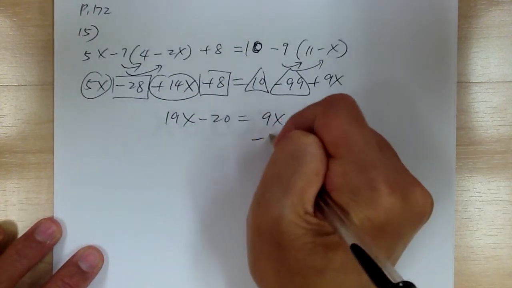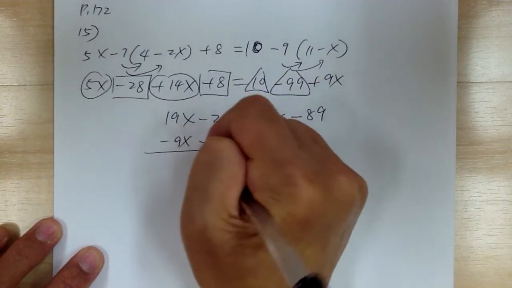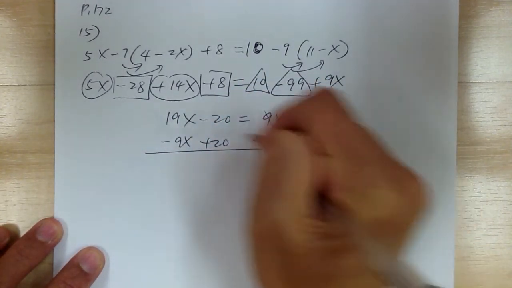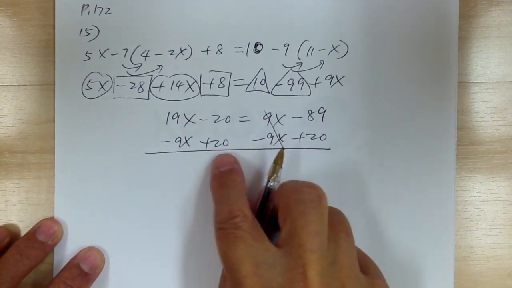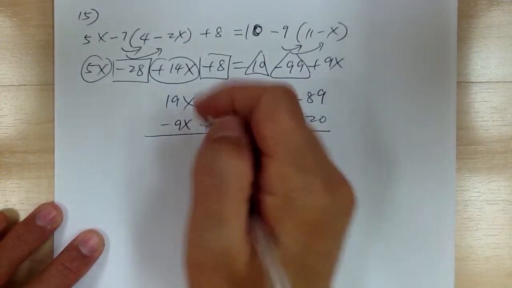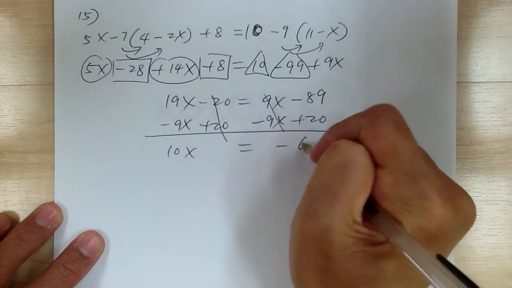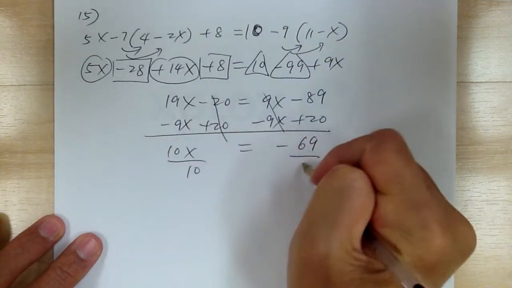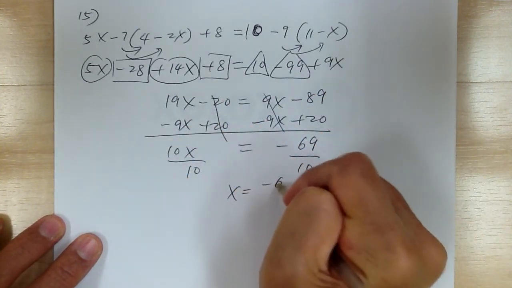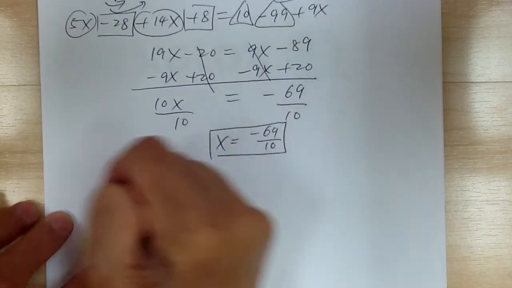Okay, so I'm going to minus 9x on both sides. So this is gone, and I'm going to plus 20 on both sides. Right? Again, you move the variable to one side and move the number to the opposite side. So you're going to get 10x is equal to negative 69, and then divide by 10. So x equal to negative 69 over 10, cannot be simplified, and so that's your answer.